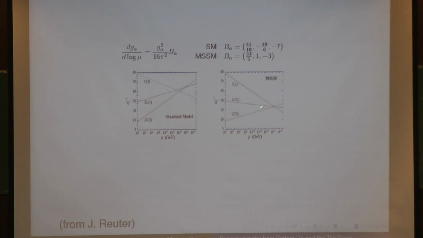For example, threshold effects up here will alter this. So what exactly are the microscopic theories? Is it string theory? Is it a theory based on SU5 or O10? That will affect this endpoint a little bit. So beyond some accuracy, this kind of computation isn't meaningful without a more detailed microscopic picture.